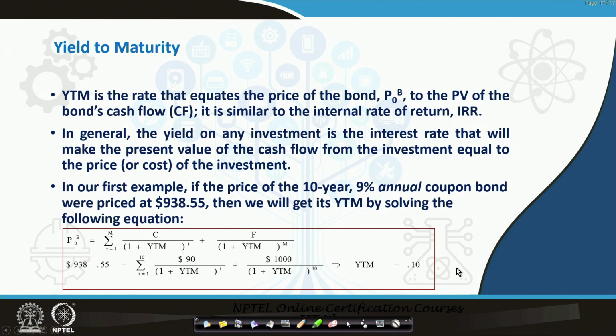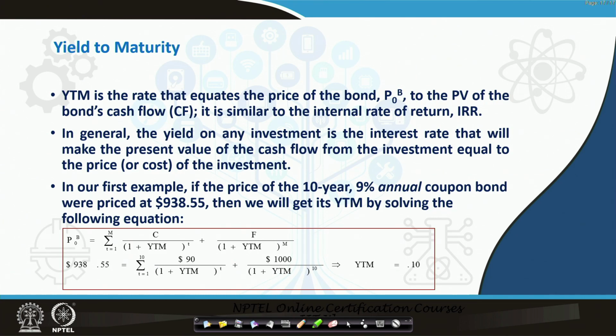The yield to maturity is basically what? It is the rate which equates the price of the bond to the present value of the cash flows, and it is similar to the internal rate of return. In financial management and other places, whenever we talk about the IRR, it is synonymous to that.